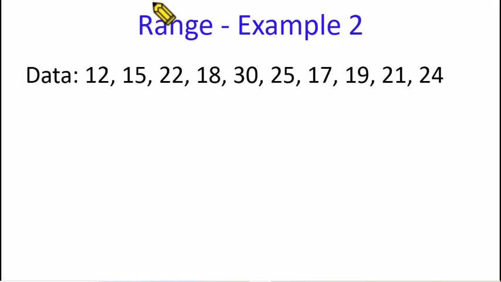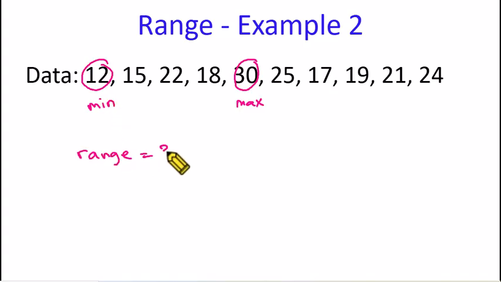All right, let's look at another example. This is a larger data set. Let's find the maximum value. The biggest number of all of these is 30. So this is our maximum. And then the minimum is, if you look at all these numbers, the minimum is 12. So the range will be 30 minus 12, which is 18.